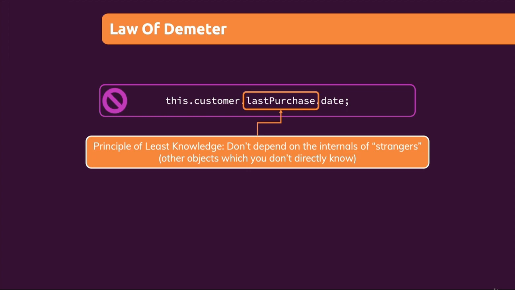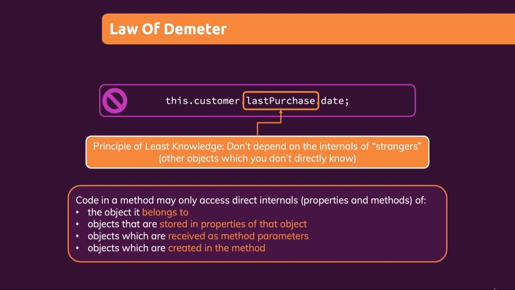So the law of Demeter, which we should therefore also follow to achieve clean code, in the end states that code in a method may only access the direct internals, which would be properties and methods, of the object it belongs to. So you can access any property and method of the class of which this method in which you run the code is part of. You can access any objects which are stored in properties of that object.